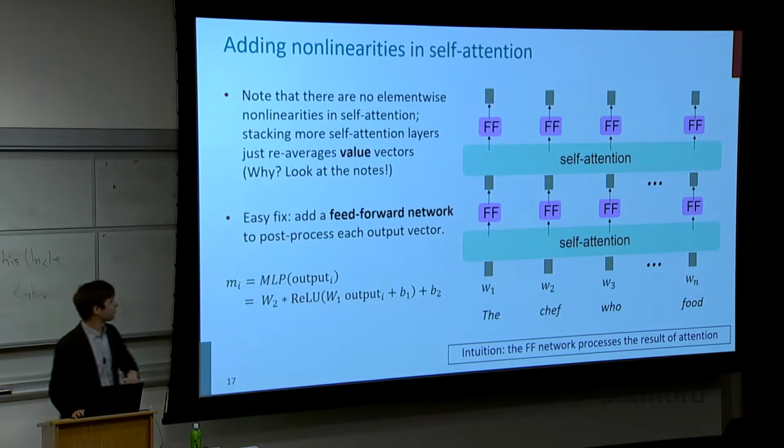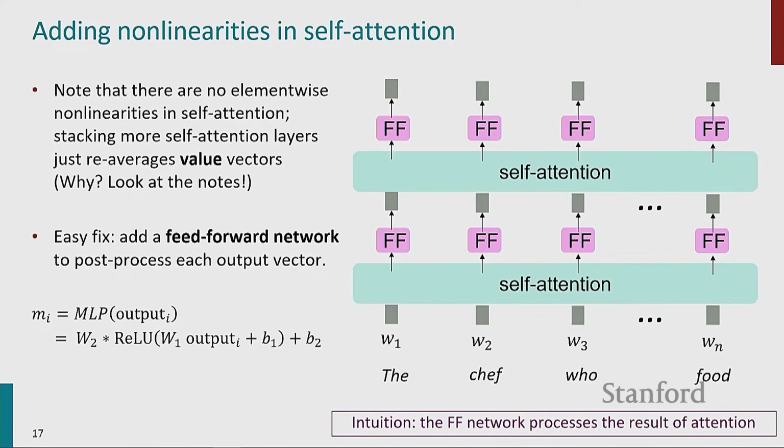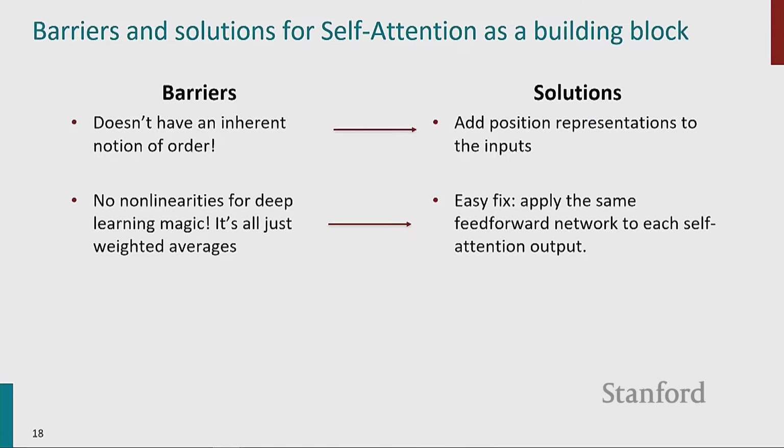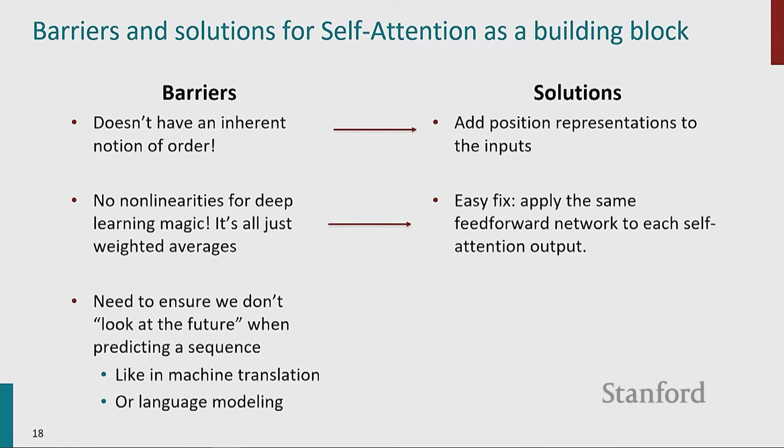Okay, so that's adding our classical deep learning nonlinearities for self-attention. And that's an easy fix for this no-nonlinearities problem in self-attention. And then we have a last issue before we have our final minimal self-attention building block with which we can replace RNNs. And that's that, when I've been writing out all of these examples of self-attention, you can look at the entire sequence, right?